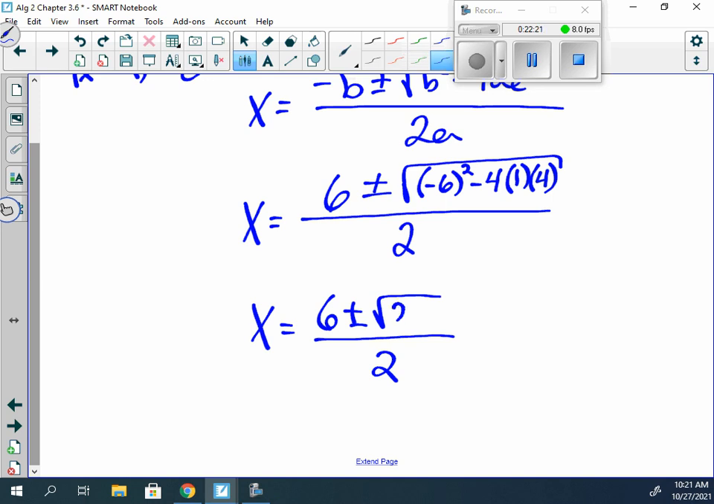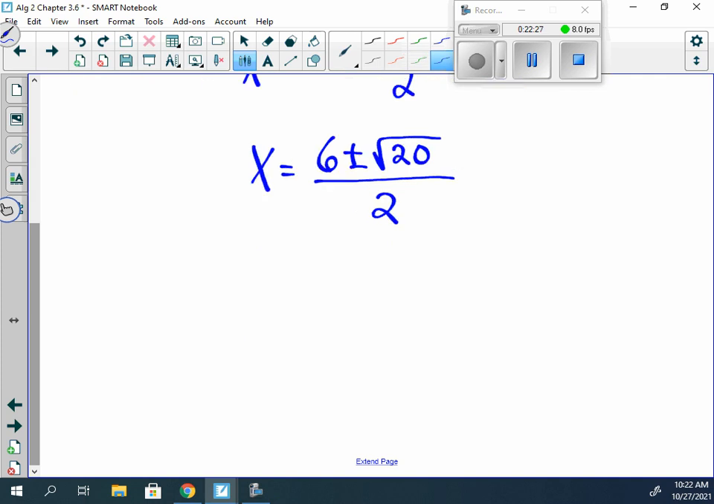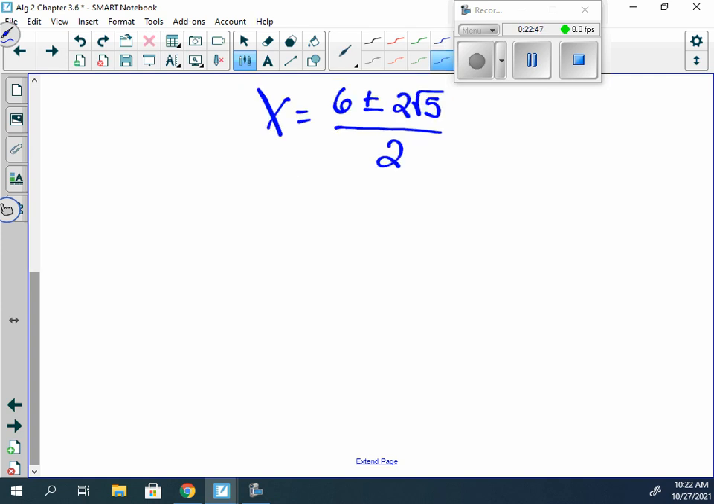So 20. So this one does not have imaginary terms, but the square root of 20 would reduce, because 4 times 5 is 20. Square root of 4 is 2. When we have the square root of 5.